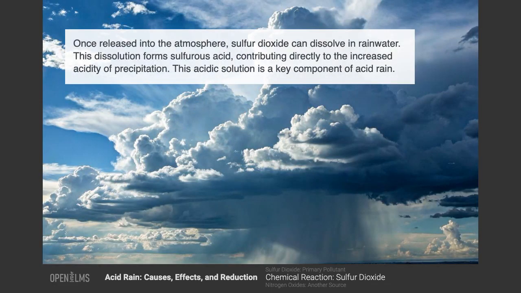Once released into the atmosphere, sulfur dioxide can dissolve in rainwater. This dissolution forms sulfurous acid, contributing directly to the increased acidity of precipitation. This acidic solution is a key component of acid rain.